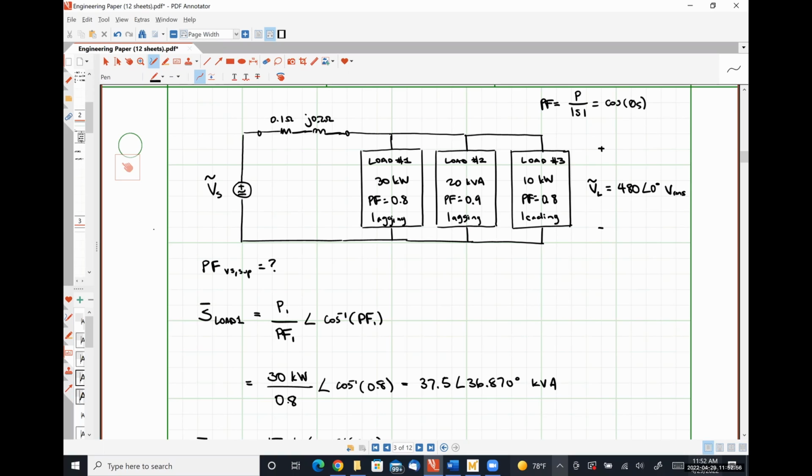I would argue that the voltage drop across our transmission line is presently impossible to determine. And I say that because we don't know what our source voltage is, so we have no way to know what the voltage drop over it is. We do, however, have enough information to determine the current that's flowing through our transmission line.